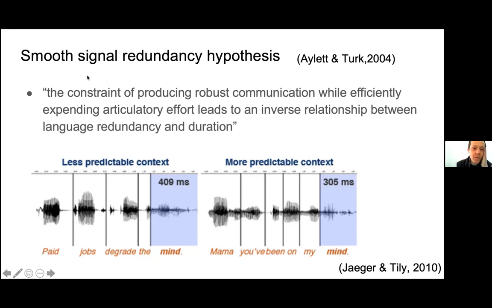Okay, so uniform information density is sort of a more recent label, but back in 2004, Aylett and Turk had an influential paper on what they called the smooth signal redundancy hypothesis, which is really getting at the same idea behind the uniform information density idea. So we'll show you some of the results that they included in the paper here on the smooth signal redundancy hypothesis.